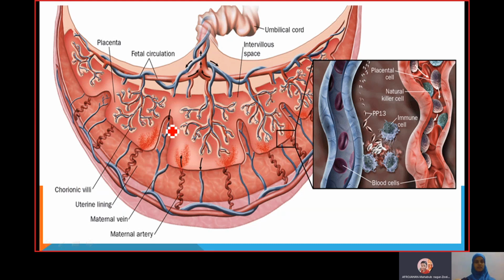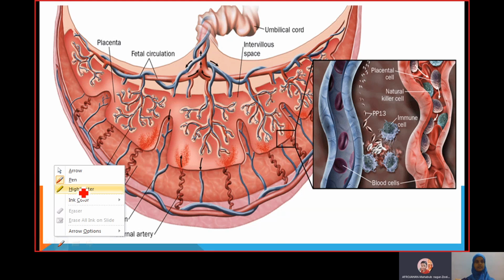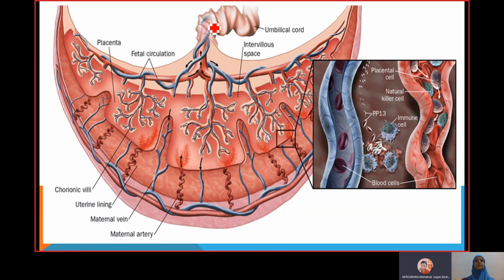So this is the structure of the placenta. See here, this is a chorionic villi. These are the villi. This is the fetus now. This is the umbilical cord of the growing fetus. As you know, the placenta attaches to the walls of the uterus, and through the umbilical cord it attaches to the fetus. This is the umbilical cord. From here, what arises?